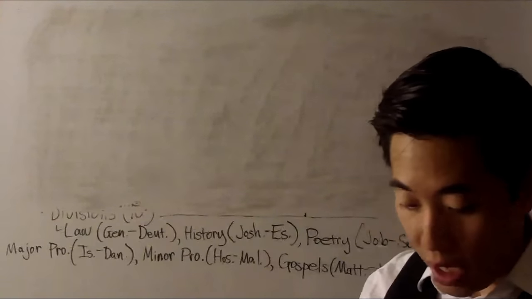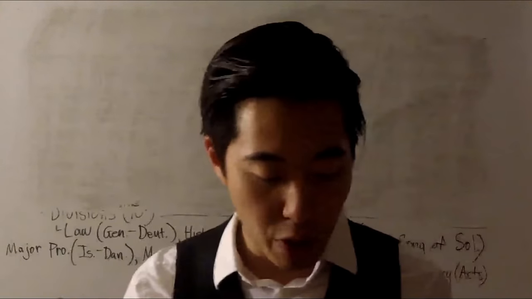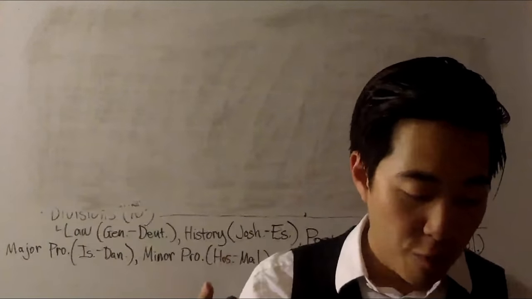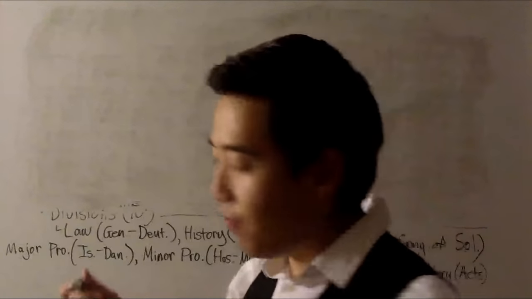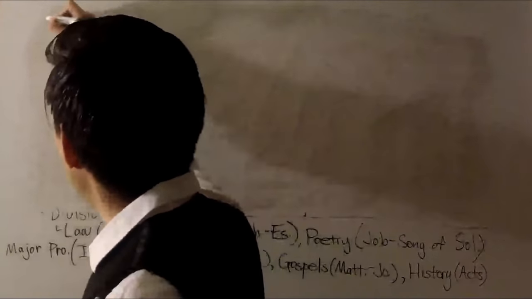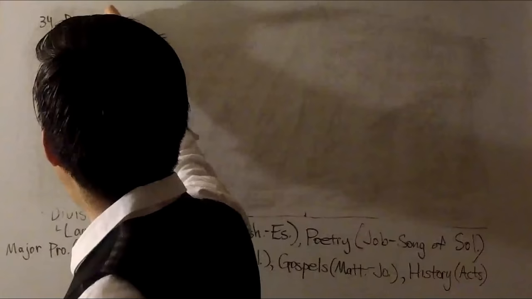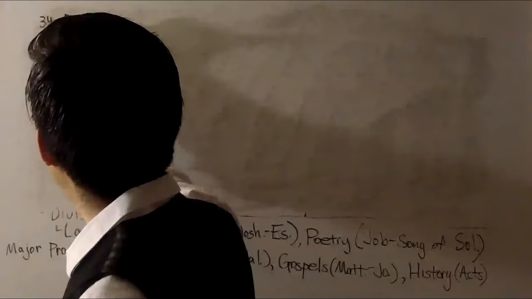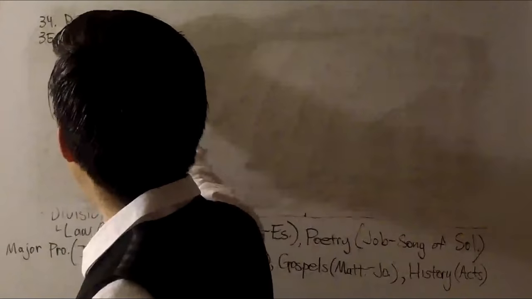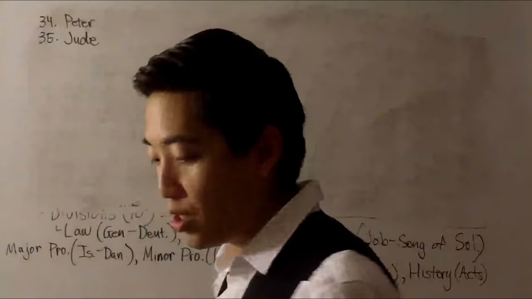All right. And then Peter, he's number 34. He wrote 1st and 2nd Peter. And then number 35 is Jude. And he wrote, obviously, the book of Jude. So Peter, and then finally, Jude. Jude wrote the book of Jude. Peter wrote the book of 1st and 2nd Peter.